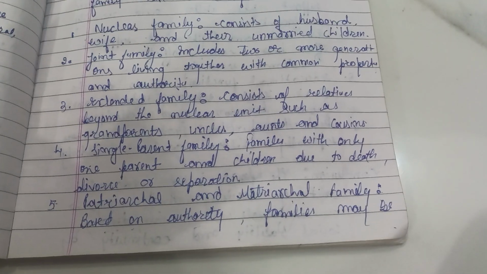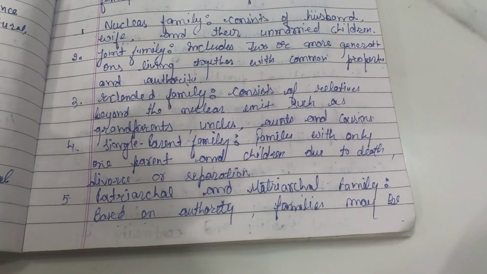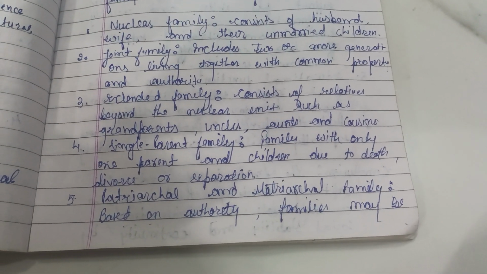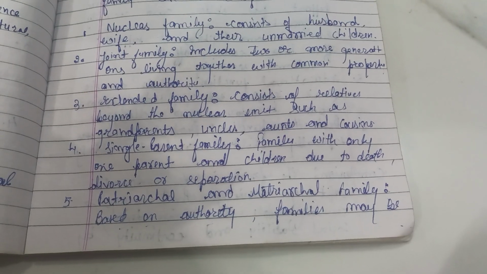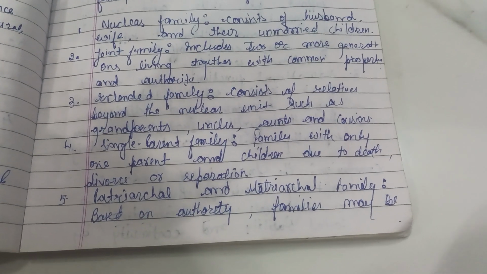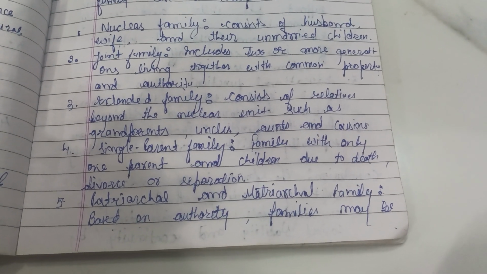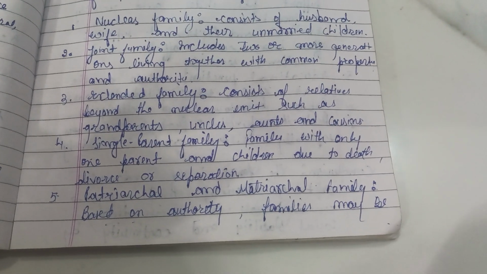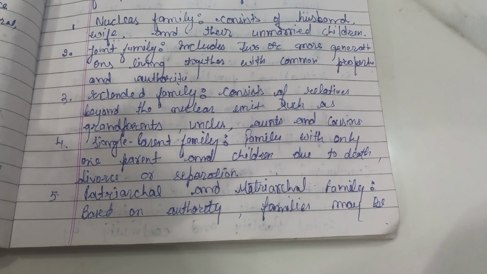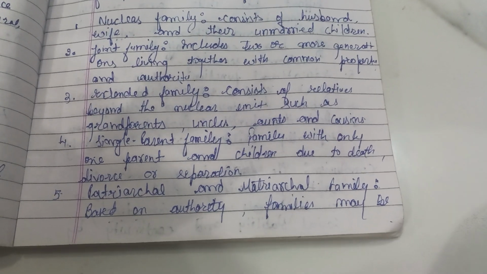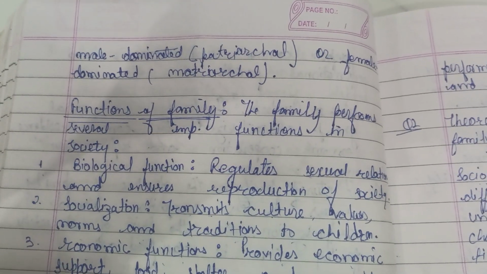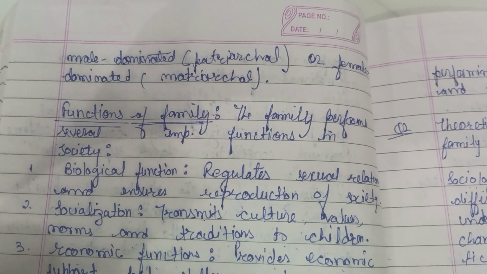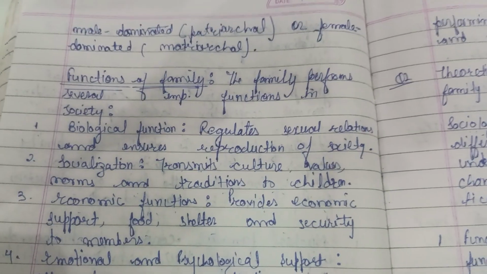Extended family consists of relatives beyond the nuclear unit such as grandparents, uncles, aunts and cousins. Single parent family: family with only one parent and children due to death, divorce or separation. Patriarchal and matriarchal family. Based on authority, families may be male dominated patriarchal or female dominated matriarchal.